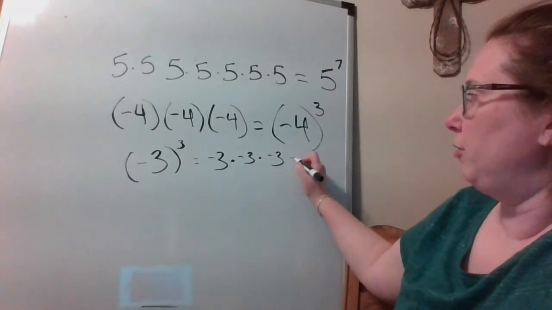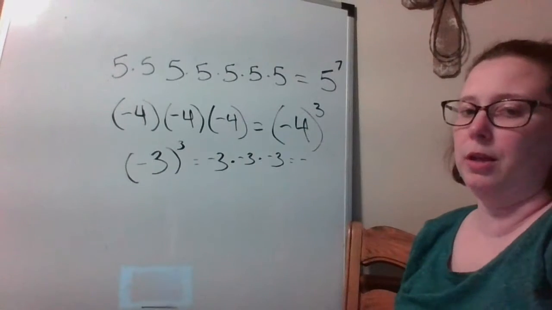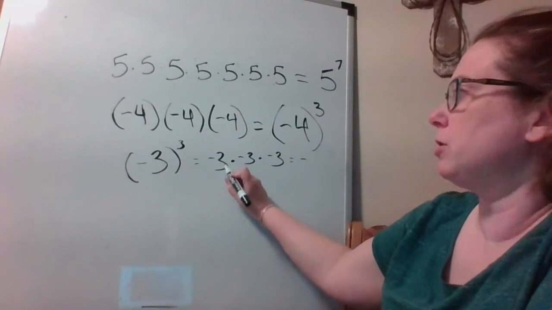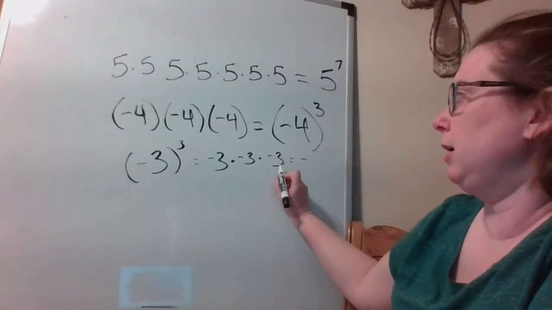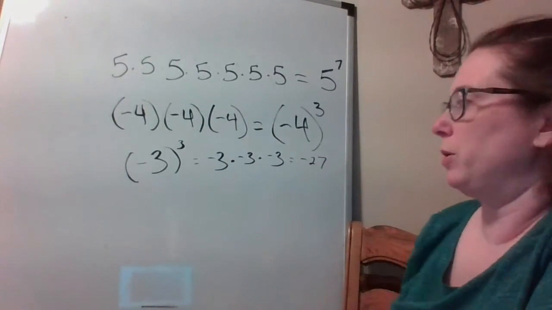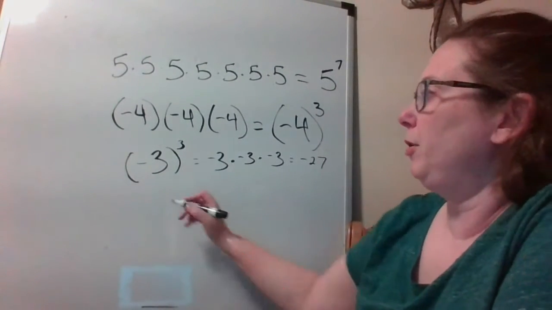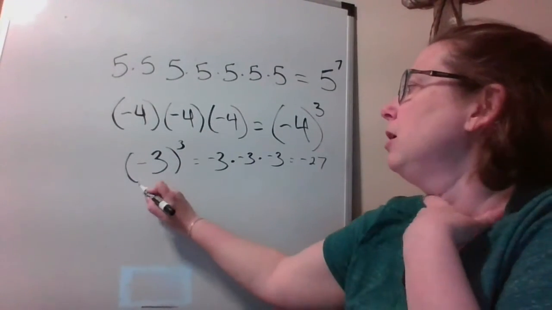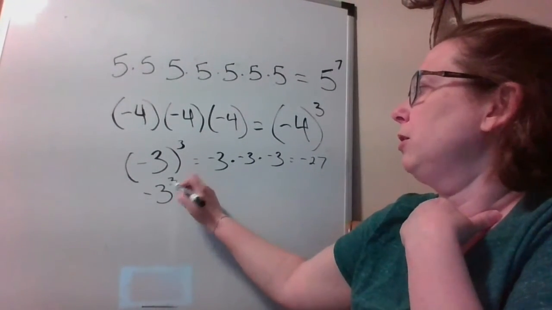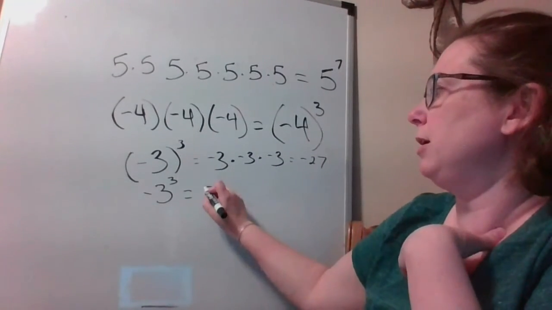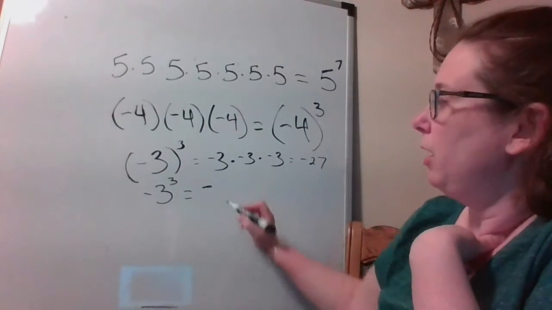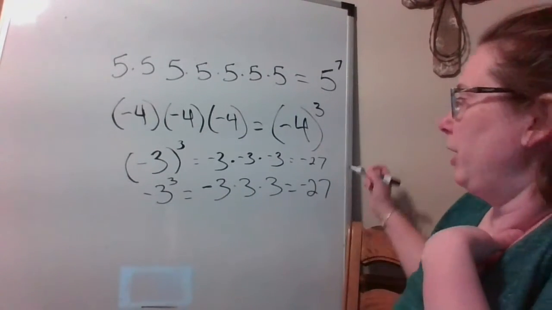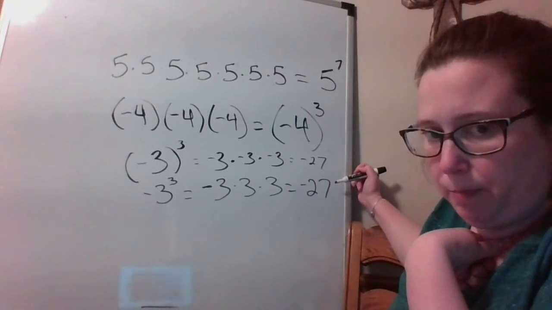Positive times a negative would be negative. So then we can think about our numbers, and we do 3 times 3 is 9, times 3 more is 27. If we were to not have these parentheses, in this particular case, we would have that negative floating out in front, and then we would do 3 times 3 times 3. So our answer here, you can see, is the same.